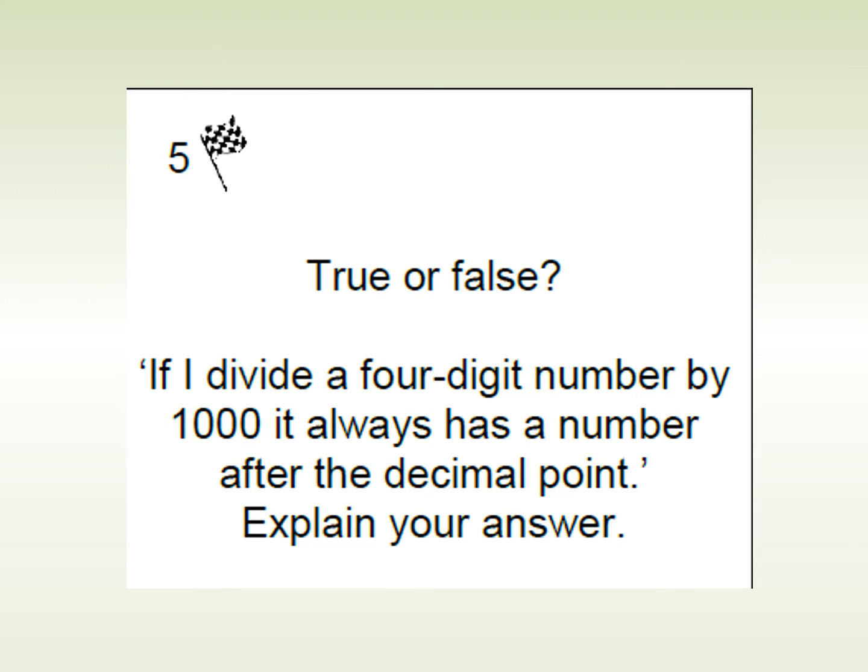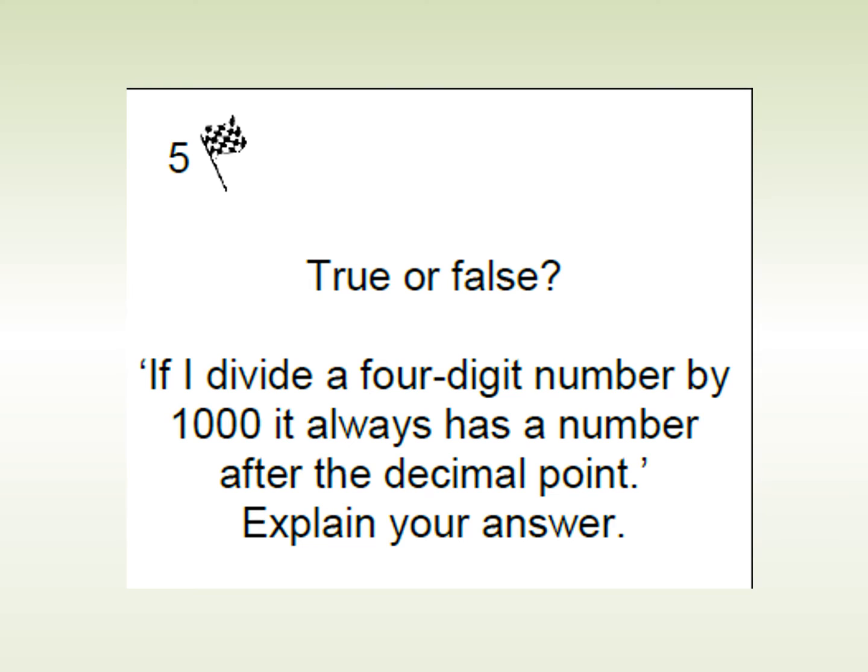Okay, have a look at this and see if you think it's true or false. If I divide a 4-digit number by 1,000, it always has a number after the decimal point. Explain your answer.